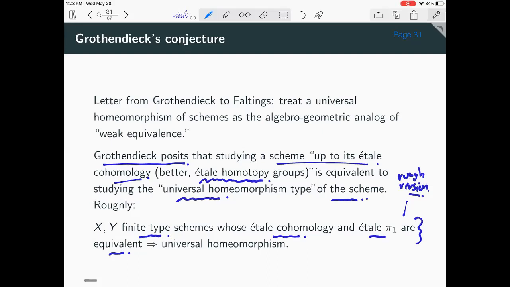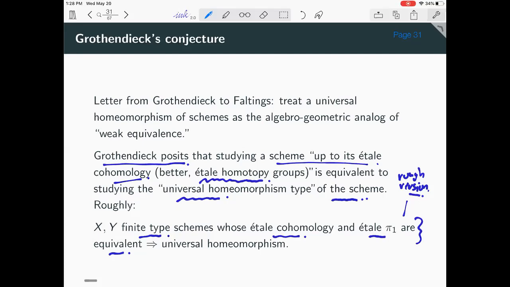Elton, do you mean that there is a map of schemes which induces the equivalences? Yes. So I'm going to make that more precise in a moment. Yeah, of course, the Whitehead theorem doesn't apply if you don't have a map.